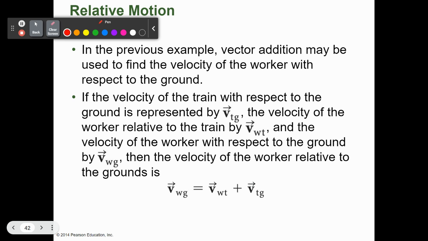So the velocity of a train with respect to ground, we're going to call that TG. The vector of the worker with respect to the train, the one that's on the train, would be WT, and the person that's on the ground watching would be WG. So we can find the velocity of the worker relative to the ground by simply adding the velocity of the worker relative to the train and the train relative to the ground. We're going to add those two vectors together.